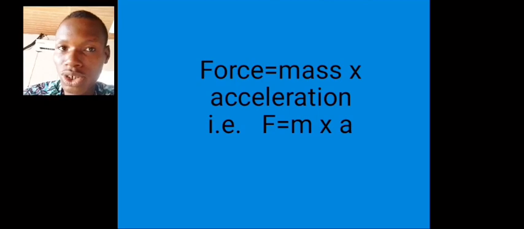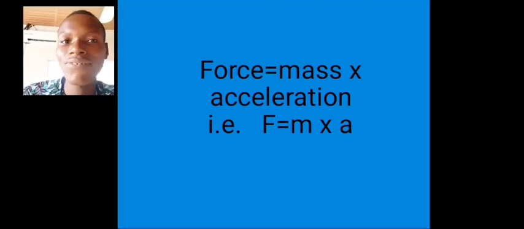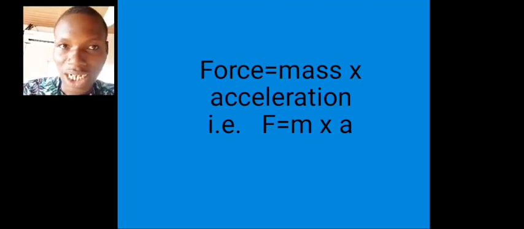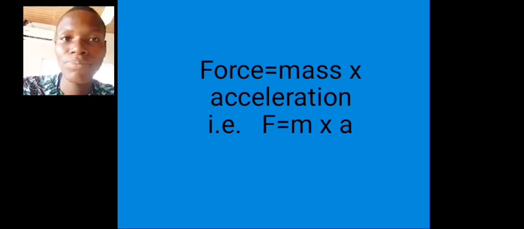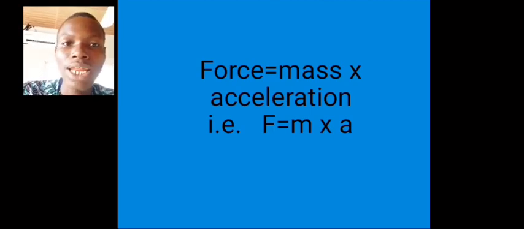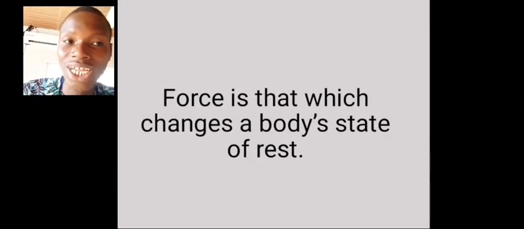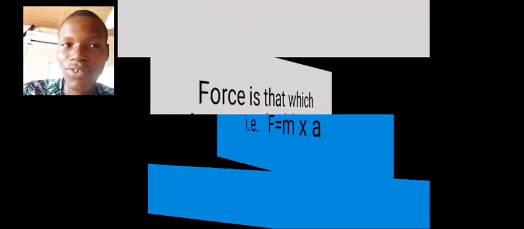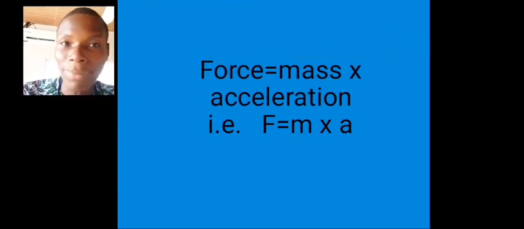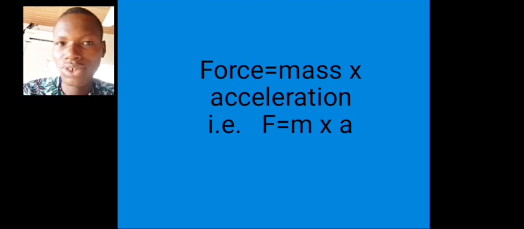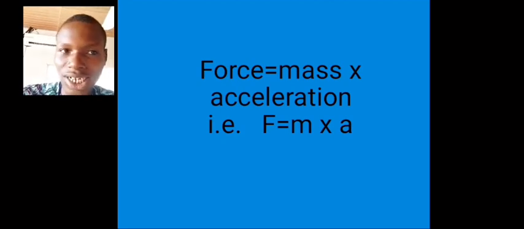And then in this course, you are going to find out that we have acceleration due to gravity. Yes, so if you jump up, you are going to come down. There's going to be an acceleration due to gravity, which we approximate to be 10 meters per second squared. So, let me take it again, force is that which changes a body's state of rest. The formula for force is mass times acceleration. That is, force is the product of mass and acceleration.